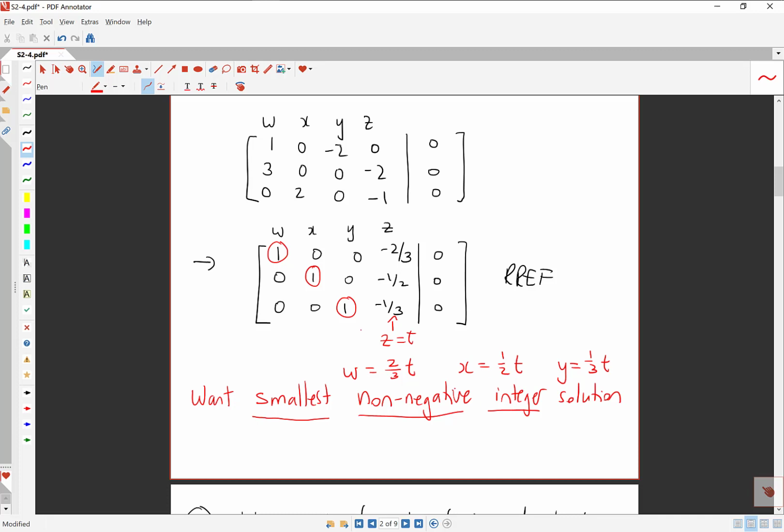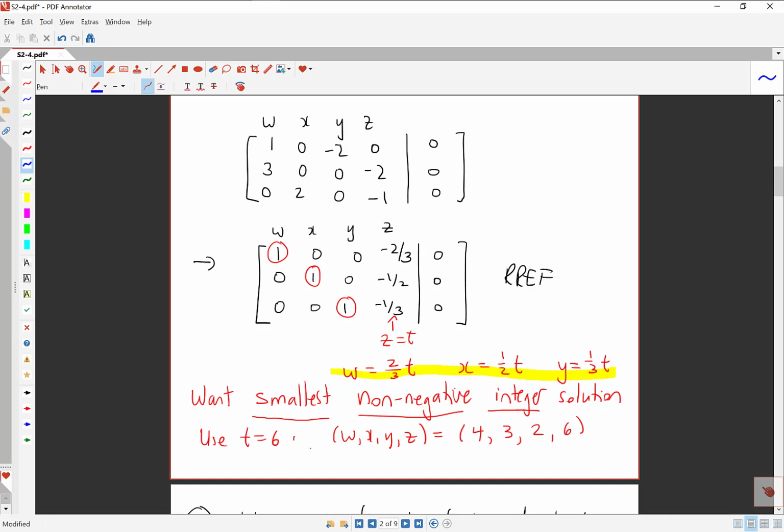And so what's going to be involved here is just figuring out what T value is going to work. So let's look at the different denominators. We've got denominator 3 and denominator 2. So the least common multiple of those denominators would be 6, and that's the T value that we want to use. So we'll use T equals 6. Let's figure out what that means for W, X, Y, and Z. So subbing in T equals 6, we get W equals 4, X equals 3, Y equals 2, and Z equals 6.